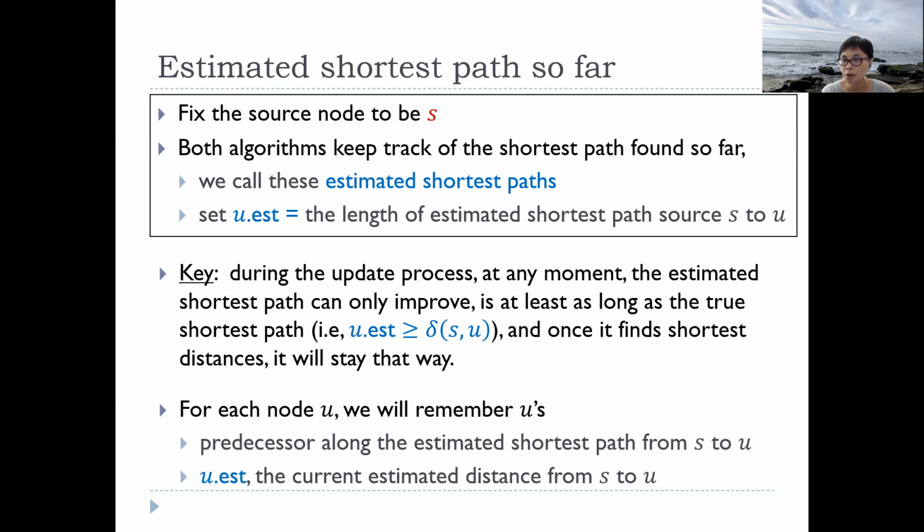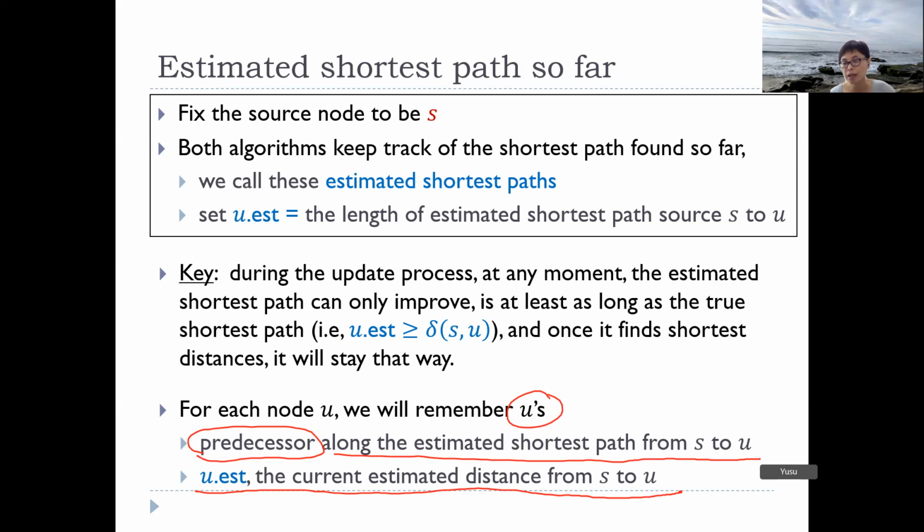In our approach, for every node U, we're going to maintain the current estimated shortest path distance from S to U. We're also going to maintain the predecessor along this estimated shortest path from S to U. Basically, your algorithm so far found some path going from S to U, and that path is the best path you found so far, and you maintain the predecessor along that path.